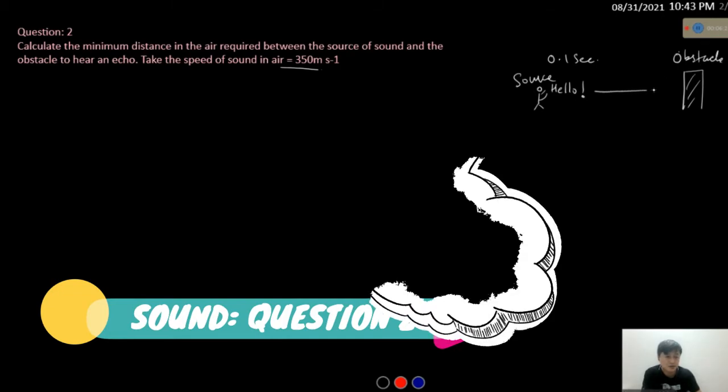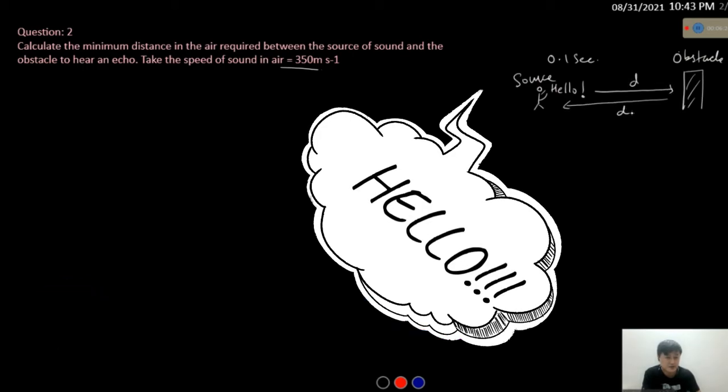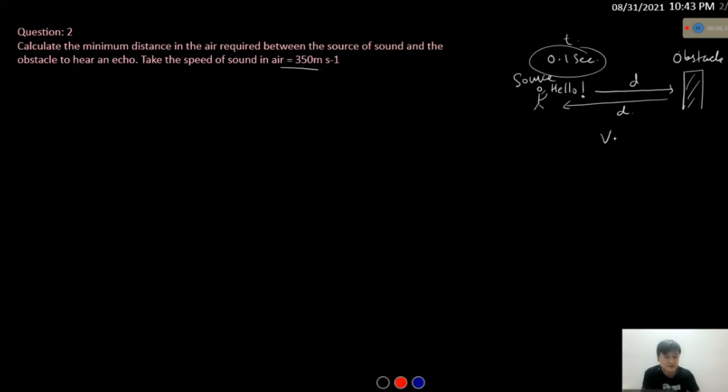So it will say hello, and it will travel d distance, and it will return back d distance only. And the time taken here, minimum time is 0.1, and the velocity of the sound in air is given as 350 meter per second. So we'll write here whatever is given. The velocity of the sound in air is 350 meter per second, and we know that the minimum time will be 0.1 second.